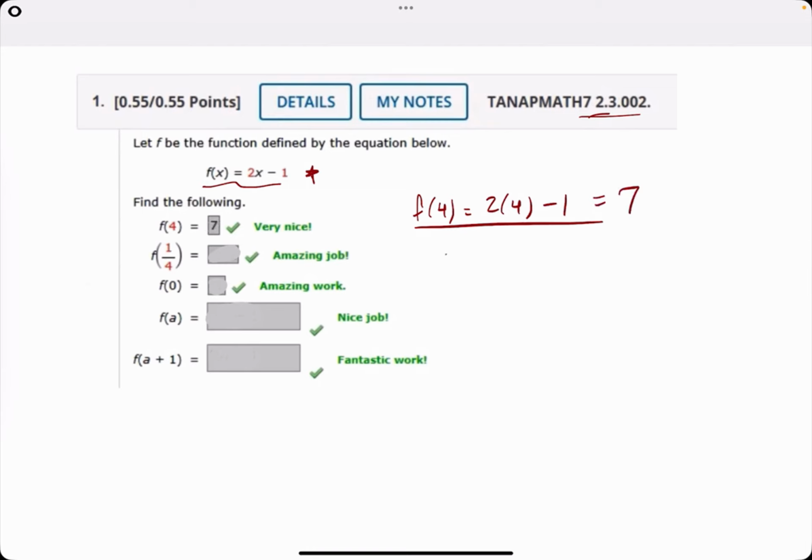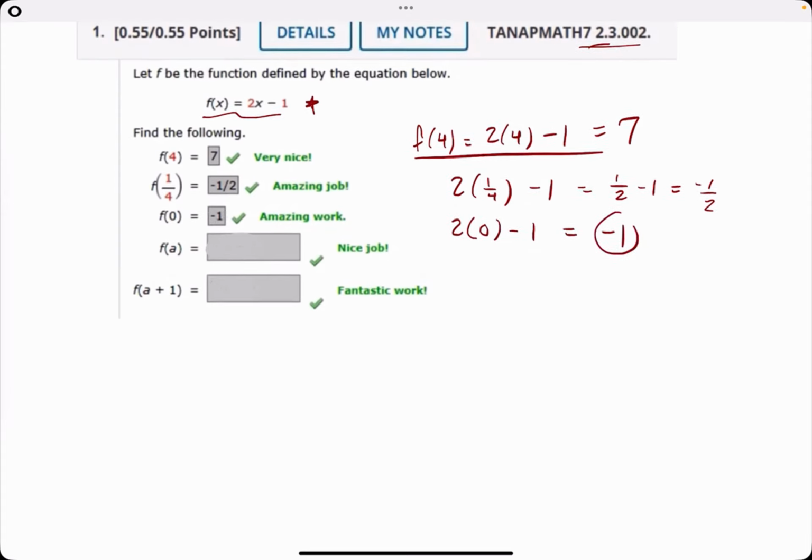F of 1/4 is just 2 times 1/4 minus 1, so that's 2/4 or 1/2 minus 1, that's negative 1/2. F of 0 just means 2 times 0 minus 1, so 0 minus 1 is negative 1. F of a just means 2a minus 1, and that's all we can do with that. We just leave it like that.